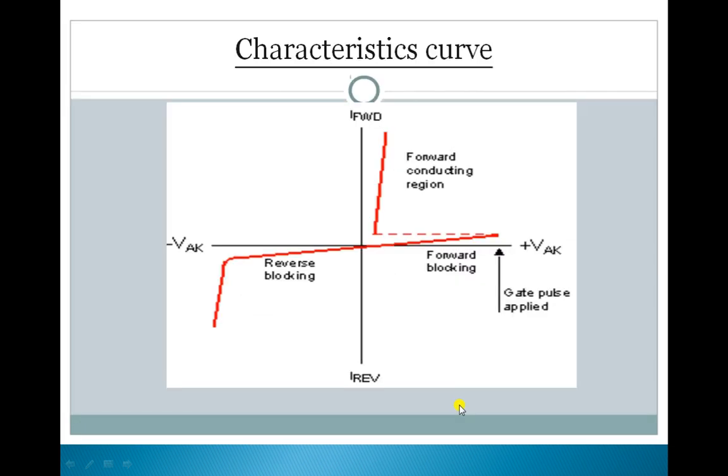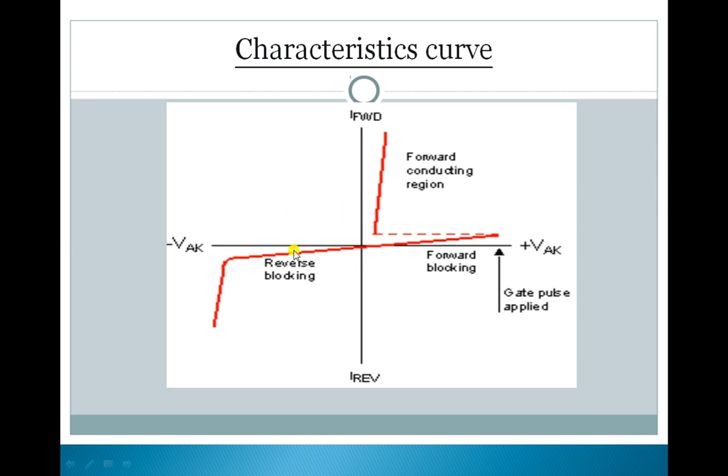This is the characteristic curve drawn based on what we studied in the previous slide. Here the graph is drawn between the forward anode current and the anode voltage. Here you can see I have marked three regions: forward conducting region, forward blocking region, and reverse blocking region. Actually, we have to understand the SCR working in three different modes.